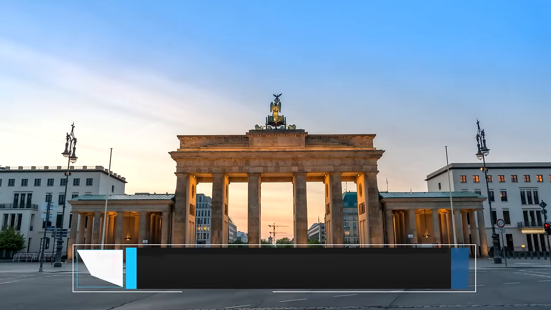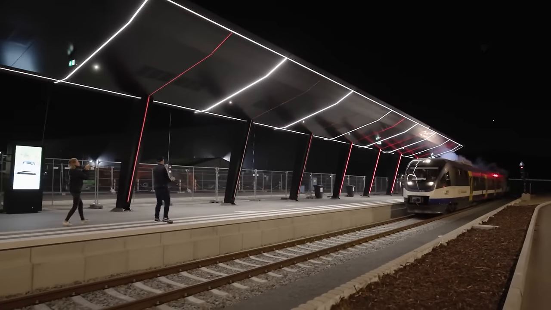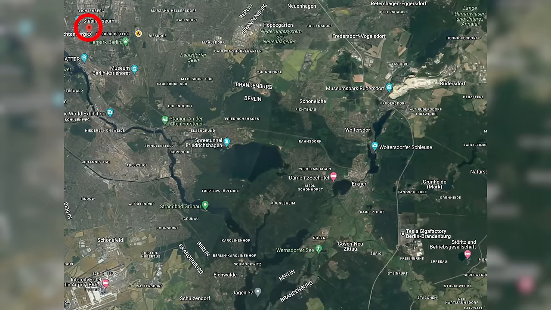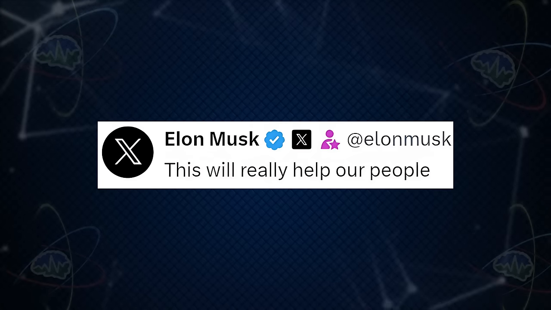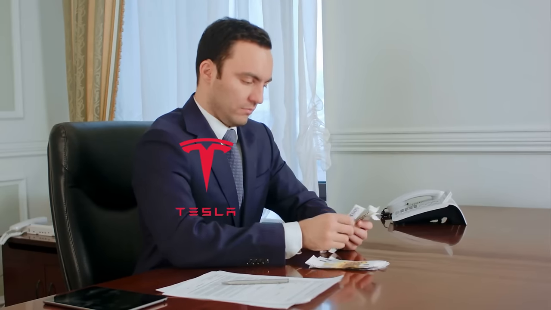According to the Minister of Infrastructure in Brandenburg, Rainer Genilke, there will be a train running between Tesla's Giga Berlin factory and the city of Berlin that will start running on April 1st. This train for Tesla employees will make the roughly 35-kilometer trip between Berlin-Lichtenberg and Tesla Süd in about 40 minutes. Elon posted, "This will really help our people." Giga Berlin currently employs about 12,000 people, most of whom commute from Berlin. And get this, according to the Minister of Infrastructure, the new connection was ordered and paid for by Tesla.